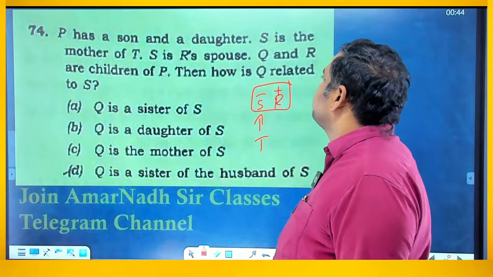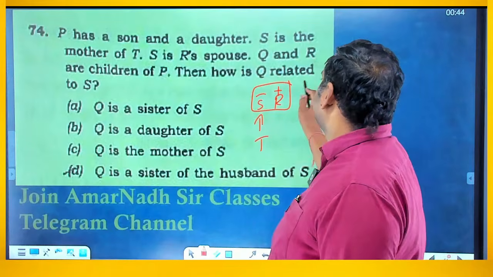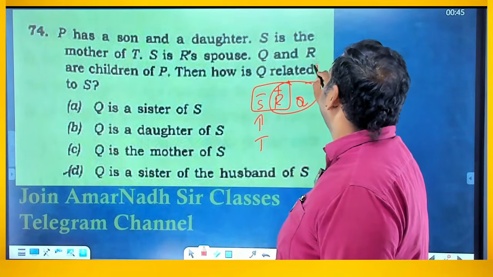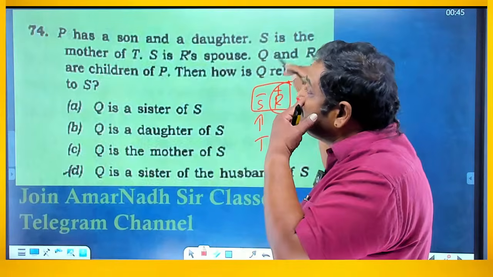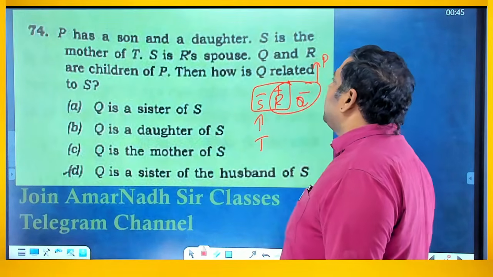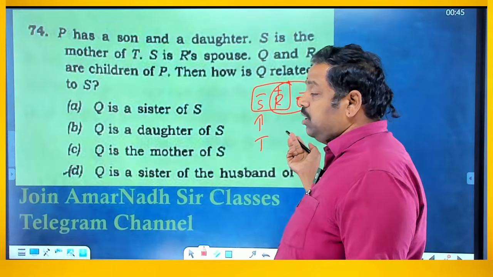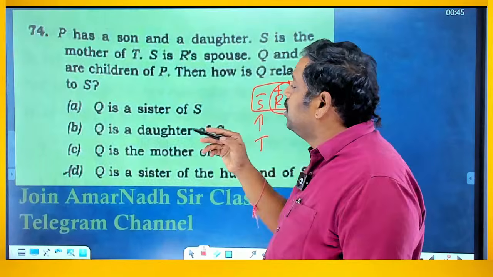Fine. Next one. Q and R are the children of P. Initially, he said that P has a son and a daughter. Already R is a son, so that's why Q is a daughter. Then how is Q related to S? For S, son-in-law, right? Sorry, sister-in-law, right? But that is not there. Q is the sister of S.